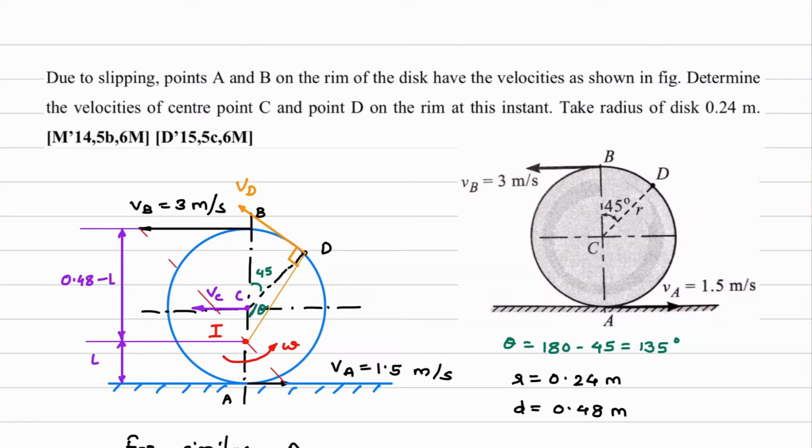In order to calculate VC, it will be IC into omega. VD will be ID into omega. And how did I calculate this omega? VA is known. So VA is equal to IA into omega. Using this I got the omega value, and then using this omega we can calculate VC and VD. Next numerical.